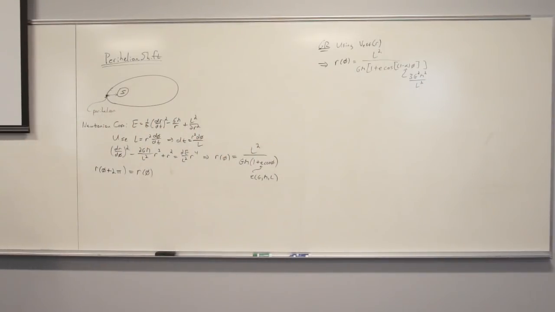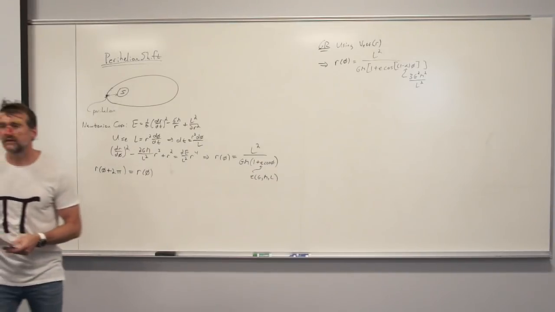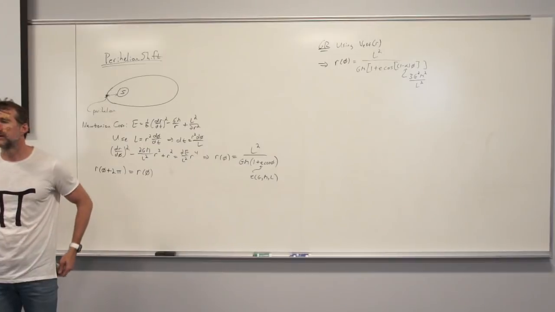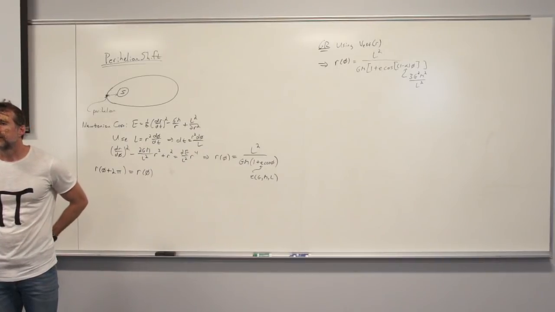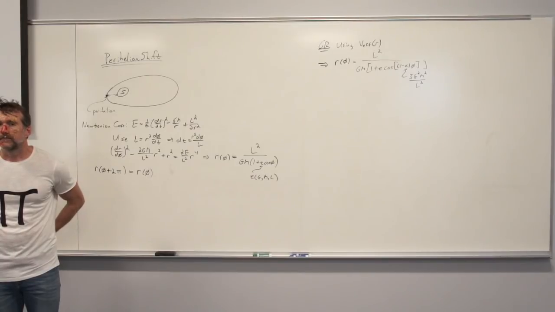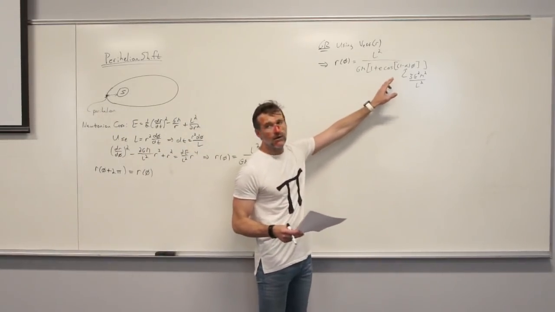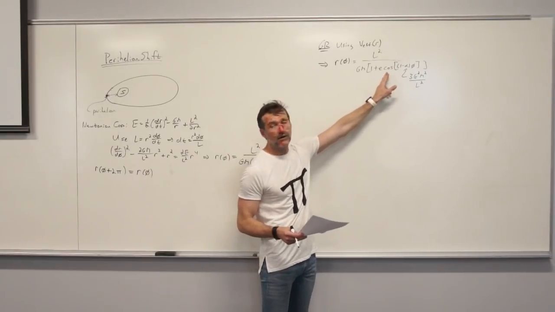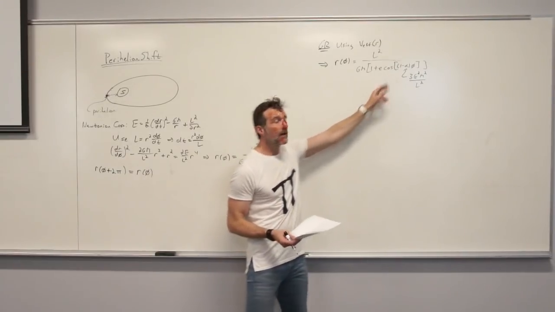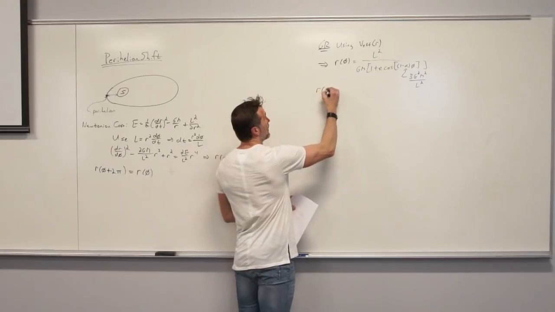Okay, so what's the first thing that you notice? Is it still periodic in phi? Yes. So if I start out at, say, phi equals 0, when the cosine term here is 1, I'll get some value of r.